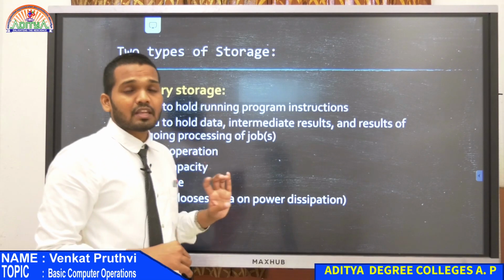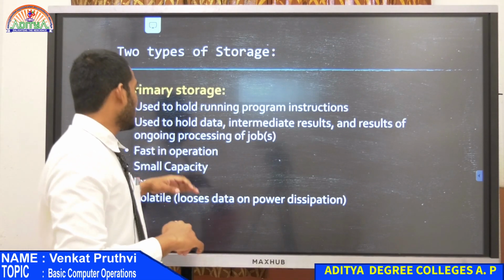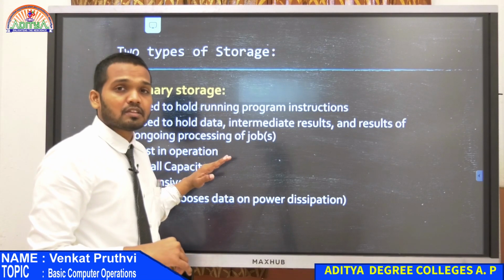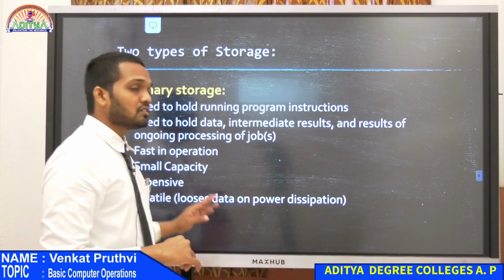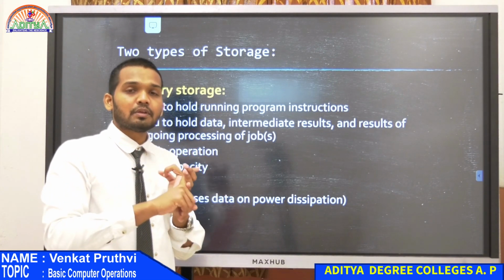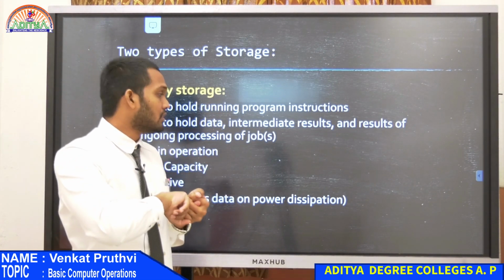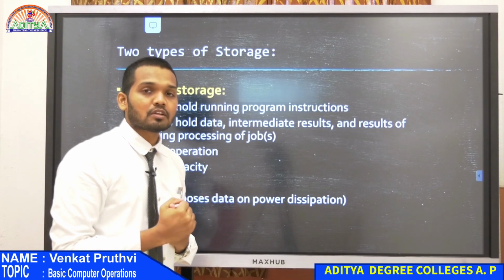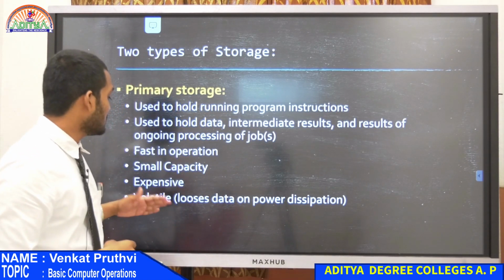After that, it's always expensive. Primary storage is very expensive. The reason is it has to be very fast in its operations. Even though it has very small capacity, it's very costly. The reason is it should be efficient, it should be accurate, and it should have very high performance or speed. Okay. Next, it is volatile.